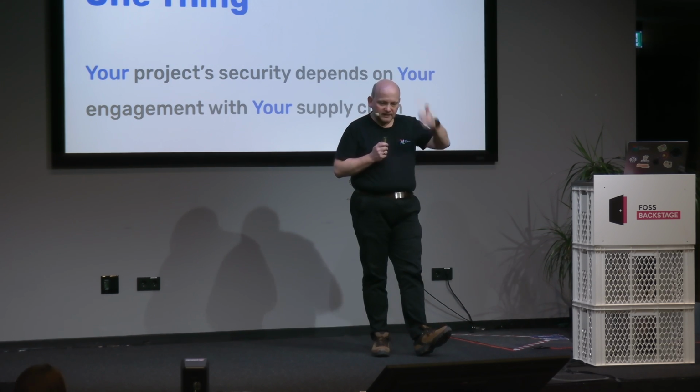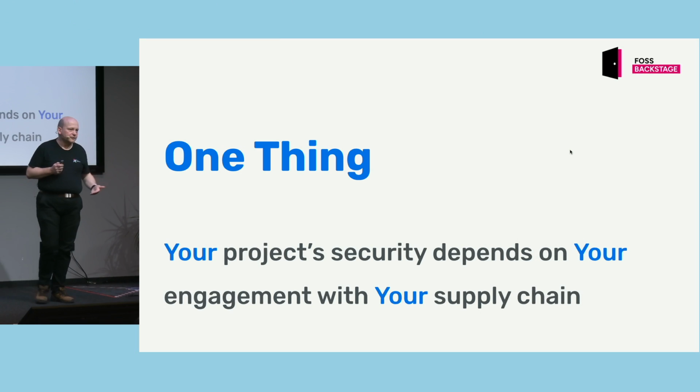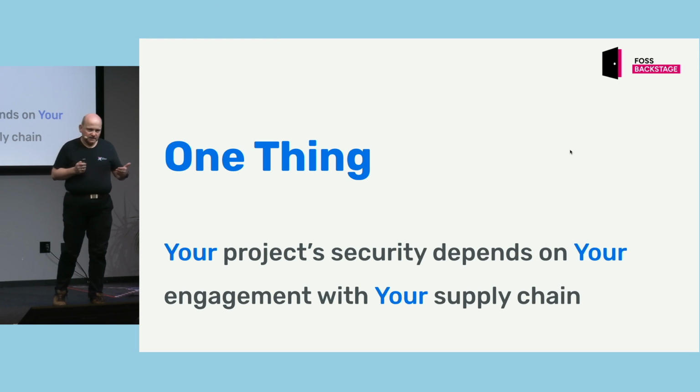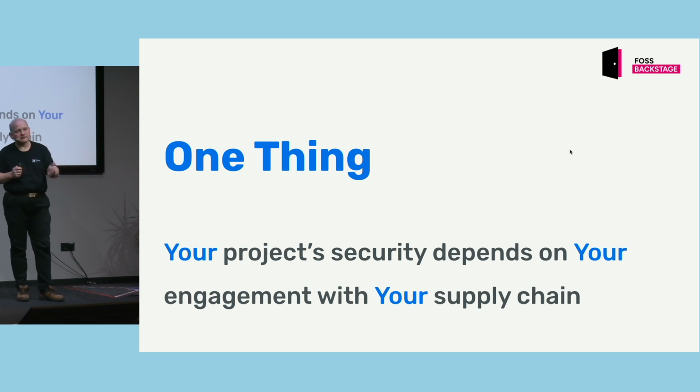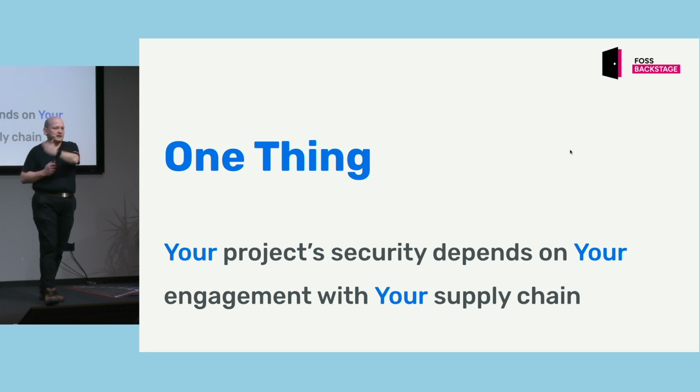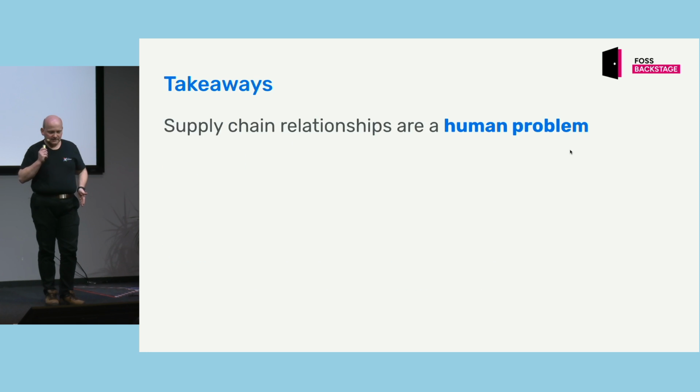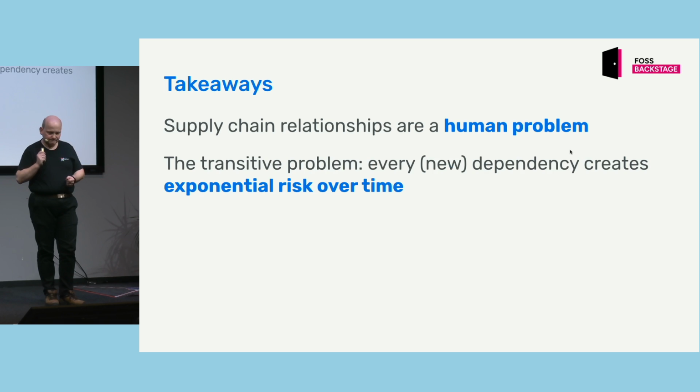So one thing I want everyone to remember from that talk, that your project security depends strictly on engagement with your supply chain, because you're only as secure as your dependencies are. That's it. And the takeaway, supply chain is a human problem, and you should look at maybe limiting your dependencies or just focus on those that are really sustainable.